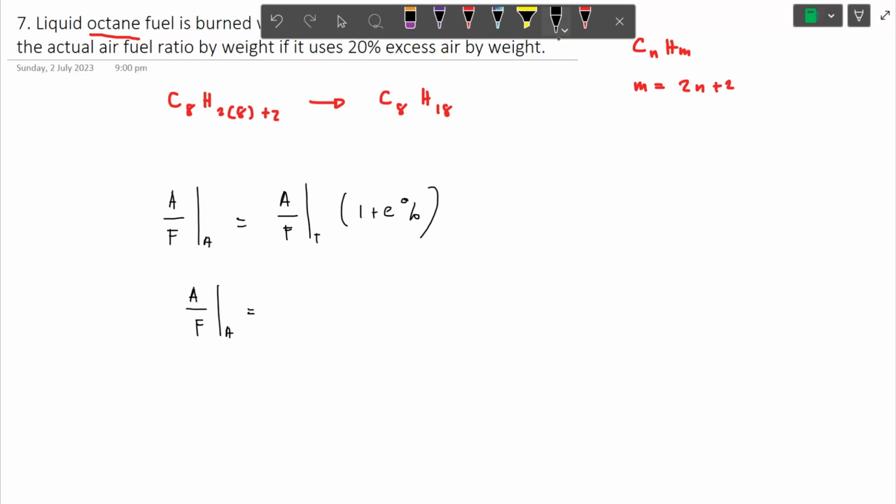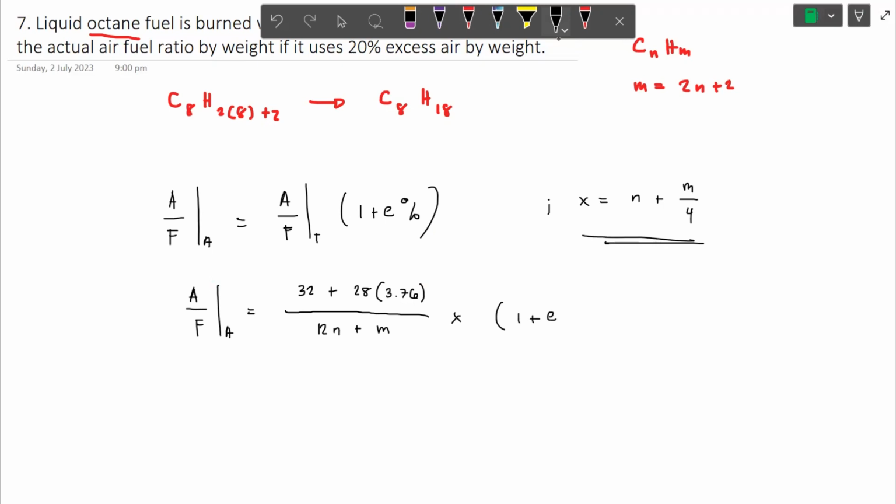So, hindi ka nadadaan pa sa stoichiometric analysis, diretso ka na dito. Okay? So, remember, this is 32 plus 28. And then yung 28 na yan, multiply mo agad ng 3.76. Divide by 12, the number of carbon na meron ka, plus M, or the number of hydrogen na meron ka. And then multiply to X, where X is, okay, ang X na yan, makukuha mo yan by using this formula. So, N plus yung M divide by 4. Remember this, okay? And then, i-multiply mo ng 1 plus yung excess.